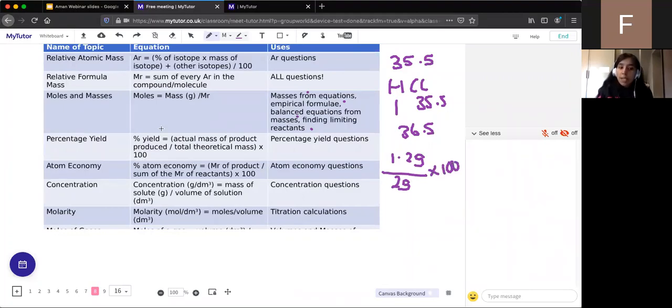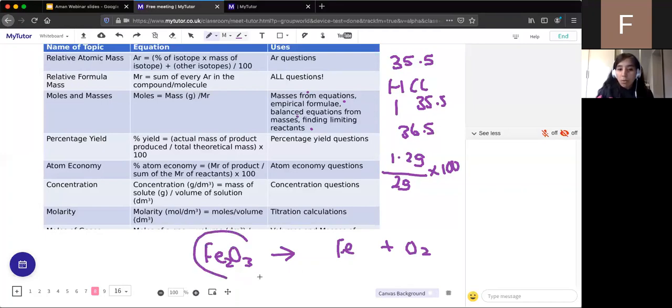The atom economy is similar to percentage yield, but it's about, of all the elements in the reactants, what goes into the product that you want. So for example, if we want a product of iron, and we know that iron oxide decomposes, hold on, it's Fe2O3, let me rewrite that. Okay, if Fe2O3 decomposes to produce iron and oxygen, for example, we would look at, well, what is the AR of all of the reactant and what forms in the product, and then we do what's the product over the reactant.